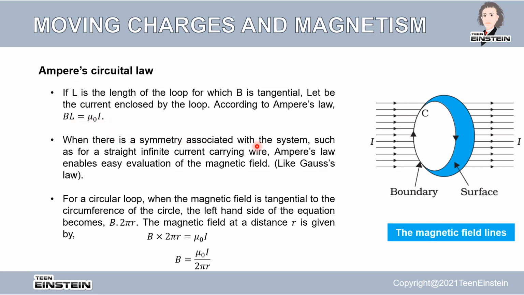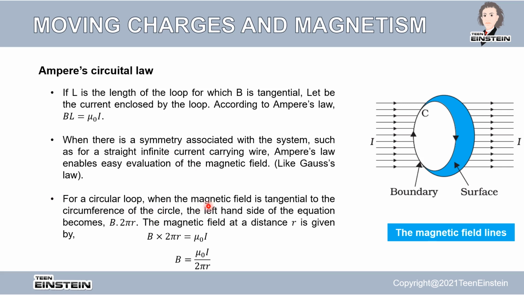When there is a symmetry associated with a system such as a straight infinite current carrying wire, Ampere's law enables easy evaluation of the magnetic field, just like Gauss's law. So imagine if you have an infinitely long current carrying wire, if you find the magnetic field in the traditional way, you have to take small elements and then find what is the final magnetic field. But instead of doing that, if you just draw an Amperian loop around it, just like how we did in Gauss's law, then you can easily calculate the magnetic field produced by this. So whenever there is a symmetry, Ampere's circuital law becomes very useful.